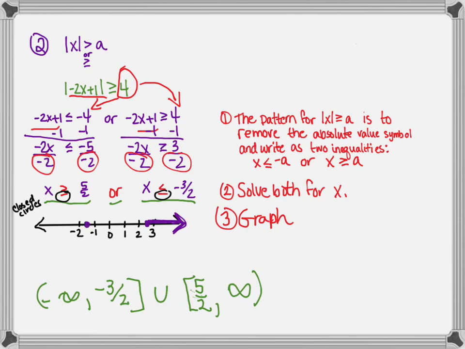Here's my closed circle for negative 3/2. And x is less than or equal to negative 3/2, so I'm shading all the values that are less than or equal to negative 3/2, which is to the left. And so here I have two different arrows pointing in opposite directions. And together, this is the graph of the solution to our absolute value inequality.